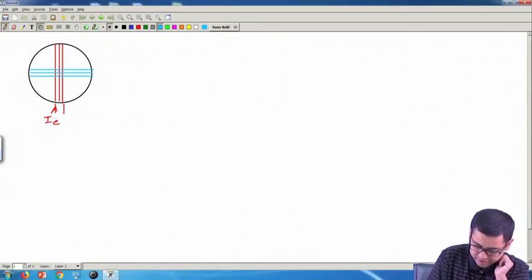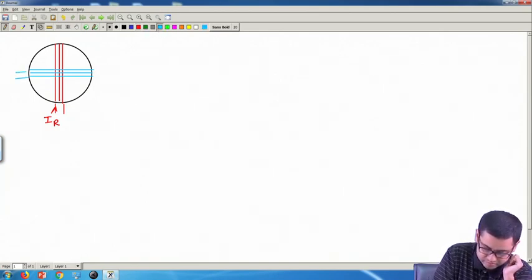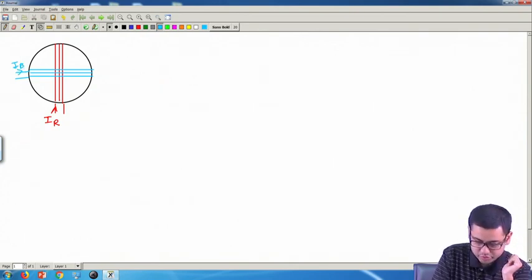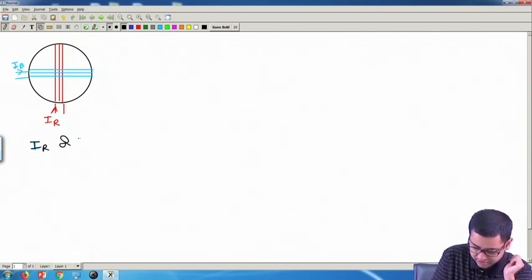So this I am calling IR, and this current I am calling IB. So we need the angle between IR and IB to be 90°. So IR and IB are 90° out of phase.